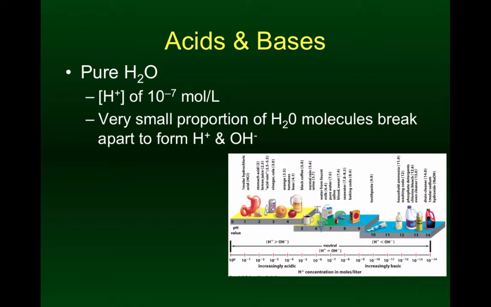So pure water, pure deionized water with nothing else, no other contaminants in it, is called neutral. And so the reason why it's neutral is that it has a concentration of hydrogen ions in it that are 10 to the negative 7th moles per liter. Now that's a lot of stuff without a whole lot of explanation.